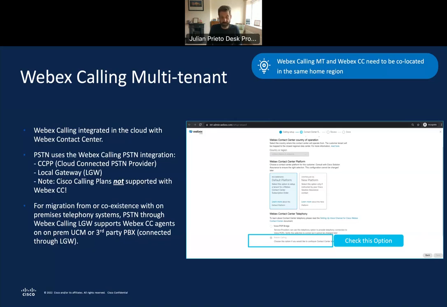If a customer wants to migrate or coexist from any on-premise telephony system, such as an on-prem UCM, then PSTN through the WebEx calling local gateway will support WebEx Contact Center agents on an on-prem UCM or on a third-party PBX connected through a local gateway. So this allows customers to migrate over a period of time to cloud calling. It allows them to coexist with on-premise telephony systems. They can have a single WebEx Contact Center instance, and that instance can have agents both on WebEx calling and also on on-prem UCM or other third-party PBXs.